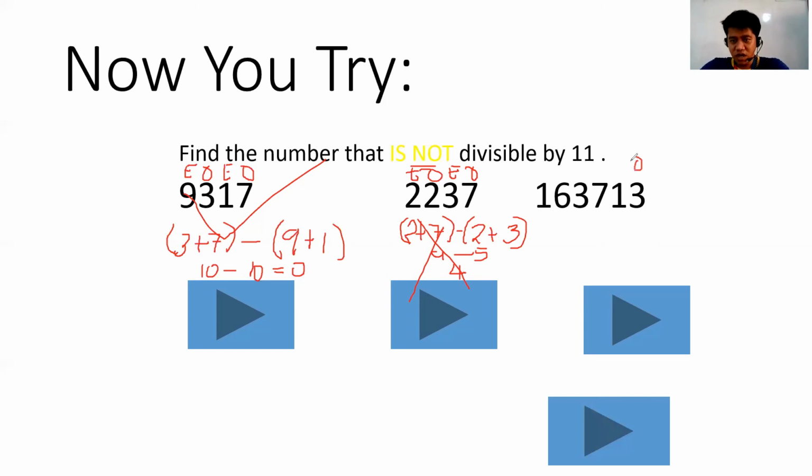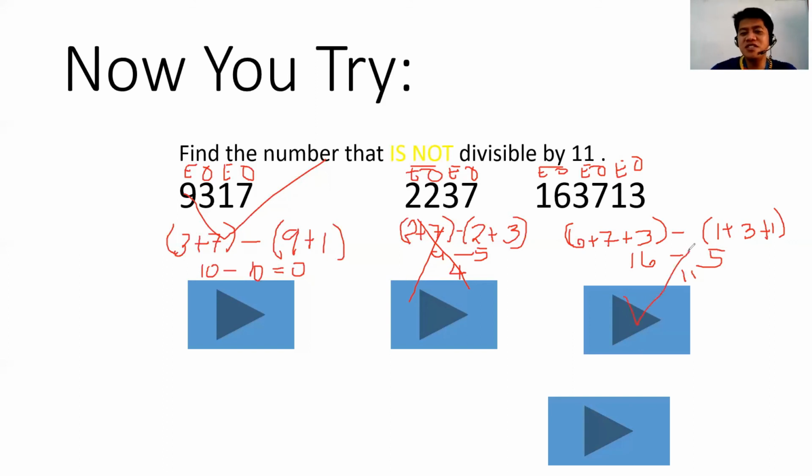163,713. Odd, even, odd, even, odd, and even. Okay? Odd numbers, 6 plus 7 plus 3, minus even numbers, 1 plus 3 plus 1. 6 plus 7, 13 plus 3 is equal to 16. Very good. 1 plus 3 plus 1 is equal to 5. 16 minus 5 is equal to 11. And 11 is divisible by 11. So therefore, 163,713 is divisible by 11.